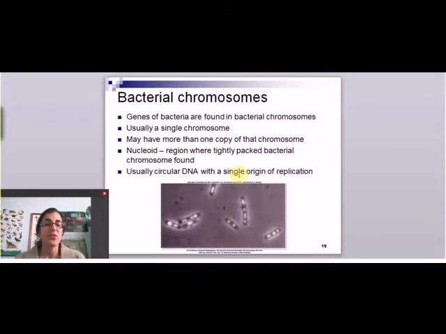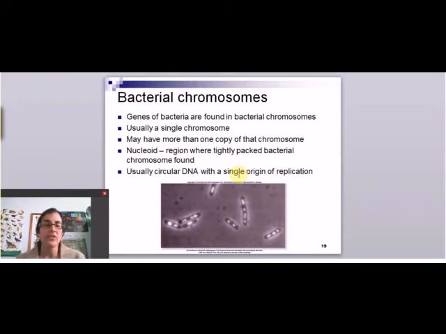Bacteria are a huge topic that we're just going to touch the basics of: the way that bacteria reproduce and the way they exchange genetic material in this chapter. So the genes of bacteria are found in bacterial chromosomes, just like us, but unlike us, they usually only have a single chromosome and it's circular. They may have more than one copy of that identical chromosome, but again, just one of them.